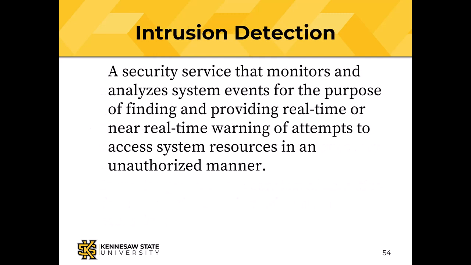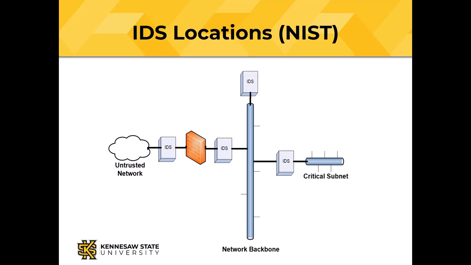Intrusion detection monitors the system, trying to find, either in real time or pretty close to real time, events that indicate an intrusion. So the National Institute of Standards and Technology says you have intrusion detection outside your firewall, so you can find the people who are rattling doorknobs and trying to get in, inside the firewall in case someone gets through it, on the network backbone, that's up at the top of the diagram, and between the internal or trusted network backbone and any critical subnet, like, for example, the bank's processing subnets.